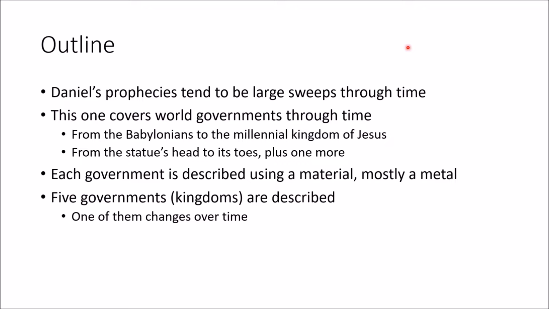The statue's head through its toes are all of these kingdoms, and there's one more that's not part of the statue, but we hear about it later on. So all of these metals that we see in the statue are going to be describing different kingdoms that are to come after the Babylonian kingdom, and it includes the Babylonian kingdom. Each one of those is described using a material of some sort. Mostly they're metal: gold, silver, bronze, steel, or iron, but not all of them, and we'll see that, and that's going to be an important thing to understand too. So five governments are going to be described over time, and one of them changes over time, and we'll see that change, and that's an important thing.